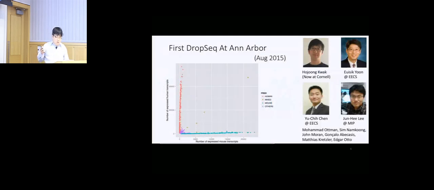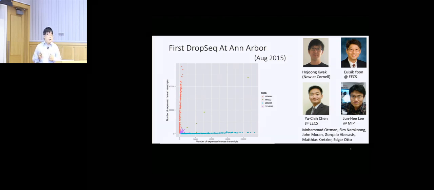So when Drop-seq came in, we contacted Steve McCarroll's group, and we got the CAD file for this microfluidic device. We contacted Dr. Hyun and Yuchi Chen in the ECS department, and they are at the frontier of single-cell technology, but they also were interested in this kind of problem.